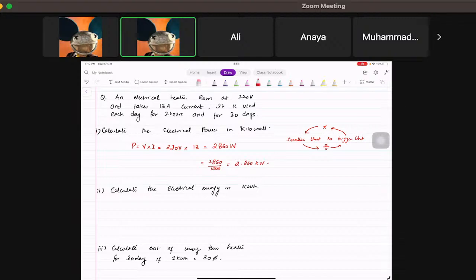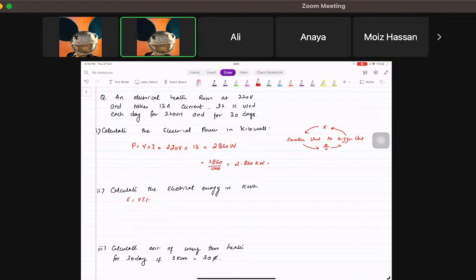All right. Zain, Moiz, do you guys understand this? Any question about it? Please let me know. No, sir. Now they say calculate the electrical energy. Now we already know either we can use energy as V, I, and T. But why do we use that? We already have the power.